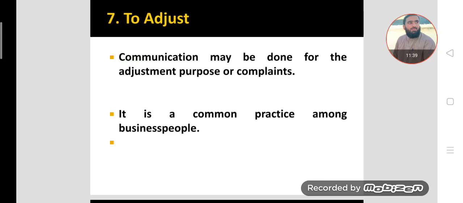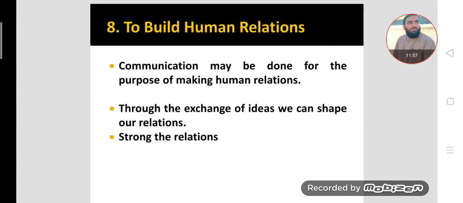It is a common practice among business people. Yes, they are doing adjustment on daily basis. They are adjusting things, or people, or their employees, or students, among others. Okay. Number 8. This is one of the functions of communication, to build human relations.